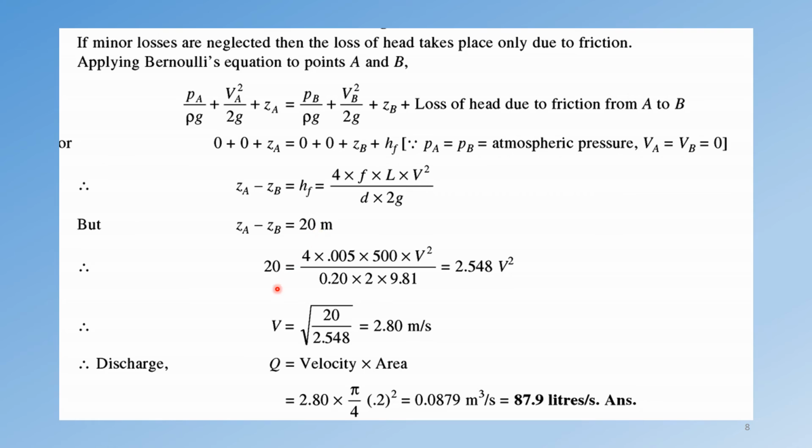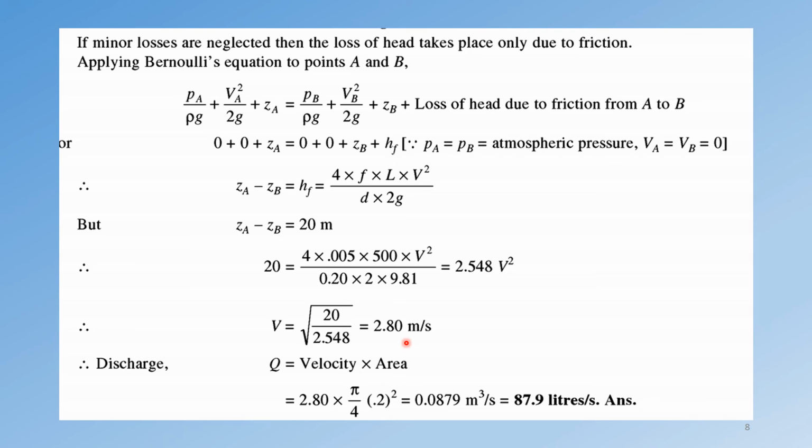Substituting that value, 20 is equal to 4 into f, which is 0.005, length of the pipe is 500, velocity we don't know, so V square, by diameter of the pipe is 0.2 meters, 2 into acceleration due to gravity 9.81. So we'll get V is equal to root of 20 by 2.548, which is equal to 2.80 meters per second.